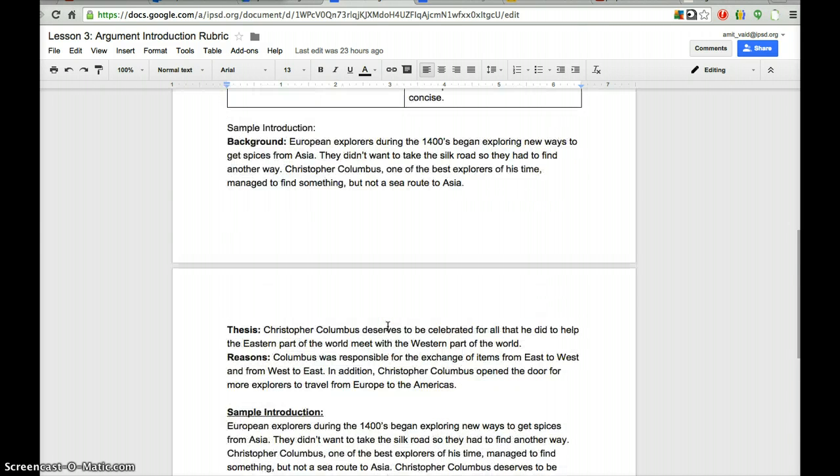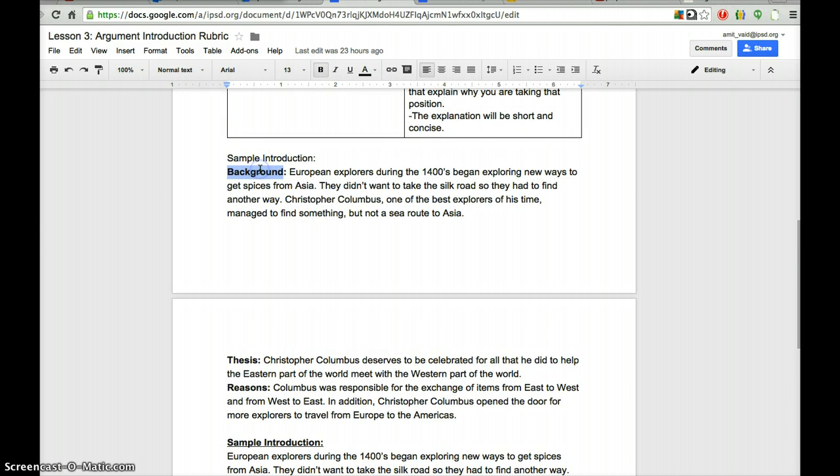So, you see here we have some background to provide our reader or our listener an understanding of what this argument may be about, to understand the issue that's being debated or argued. We have a thesis which states our position. My thesis is that Columbus deserves to be celebrated. And then we have reasons to support the thesis. Here are my reasons for why Columbus should be celebrated. I want you to think about that as you write your essays.